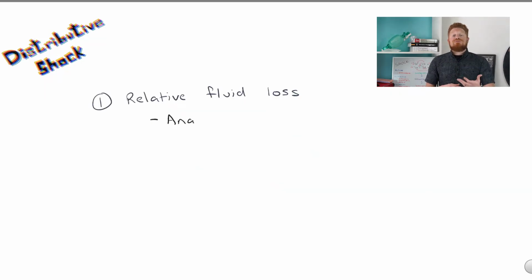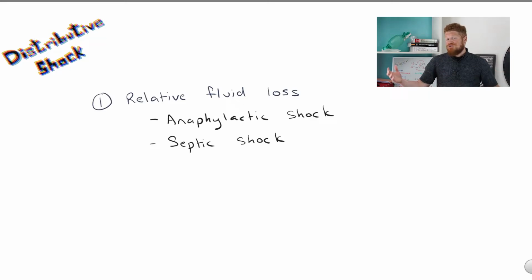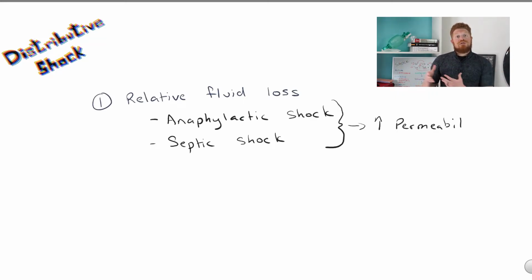The most common causes for relative fluid loss are anaphylaxis and sepsis, both of which cause a widespread vasodilation, which will then increase vascular permeability and fluid shifts from the blood vessel into the interstitial space.